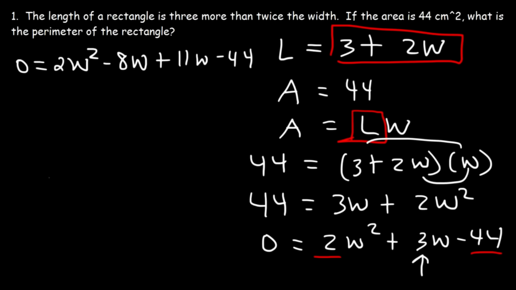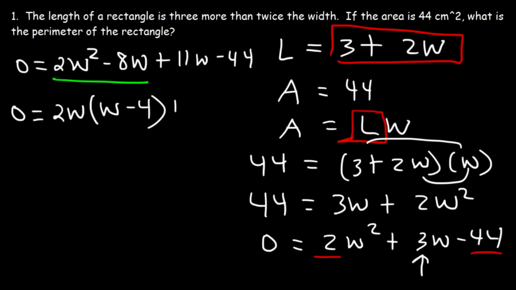So in the first two terms, let's take out the GCF. The greatest common factor is 2W. 2W squared divided by 2W, that's going to be W. Negative 8W divided by 2W is negative 4. In the last two terms, let's take out an 11.